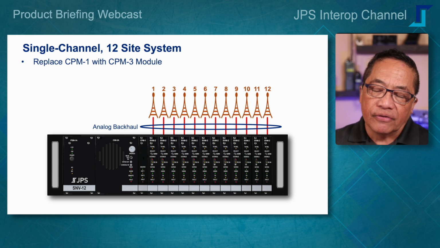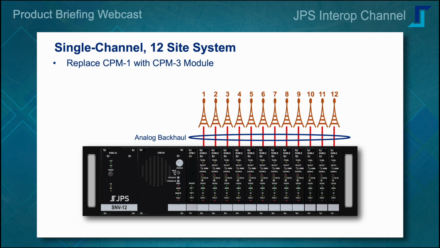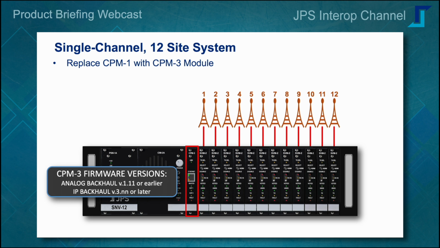But if it's an older voter that has a CPM1 module, that will have to be replaced with a CPM3 module. For those who might already have a CPM3 module, all you need to do is update the firmware in that CPM module to the v.3 version, downloadable from our website free of charge. That sometimes scares the customer.